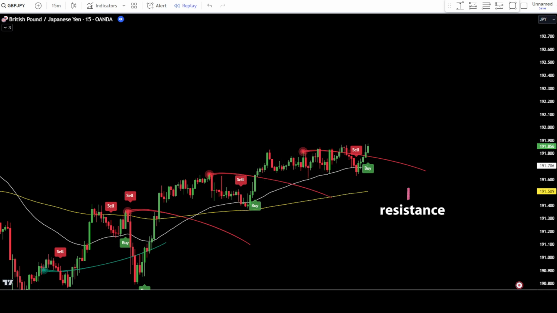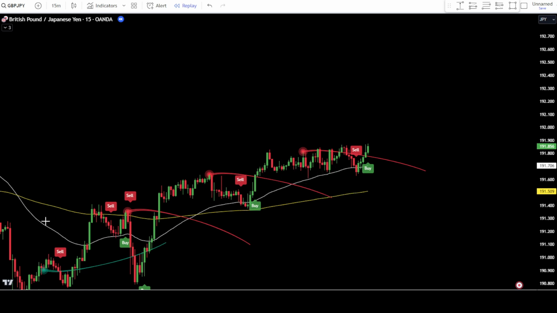2. Wait for MA Sabers to indicate the resistance area or appear red. Then wait for the price candlestick to break out of the resistance area. 3. If the price breaks out of the resistance area, ensure that there is a simultaneous buy signal from the range filter buy sell 5 minutes.